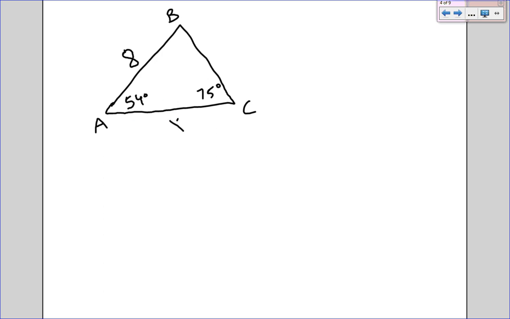So let's try another one. Here we have triangle ABC again. And this time we'll give you sides of 8, 54 degrees, and 75 degrees. I want you to pause the video right now, and I want you to try to solve for x using the law of sines.